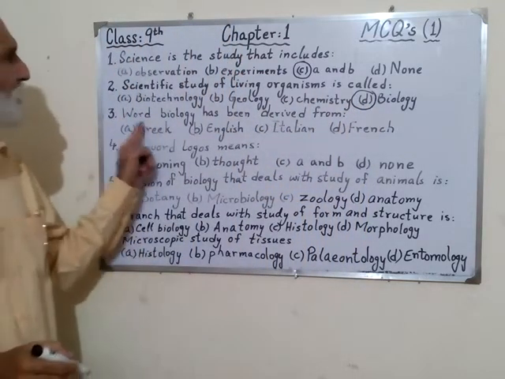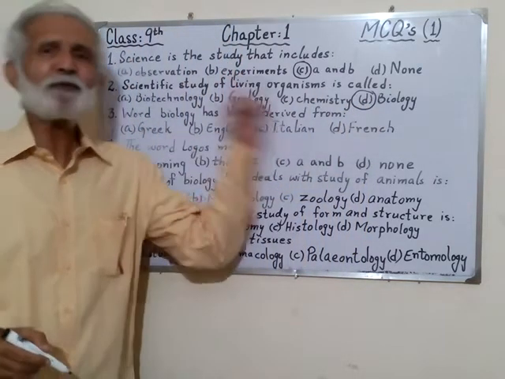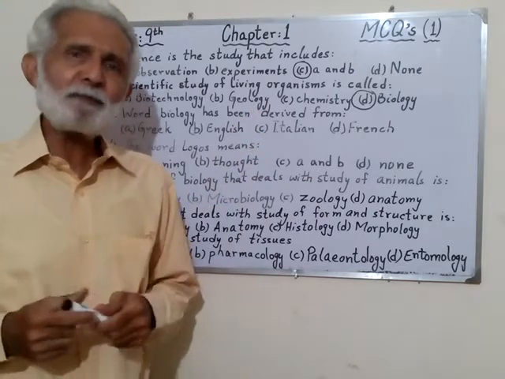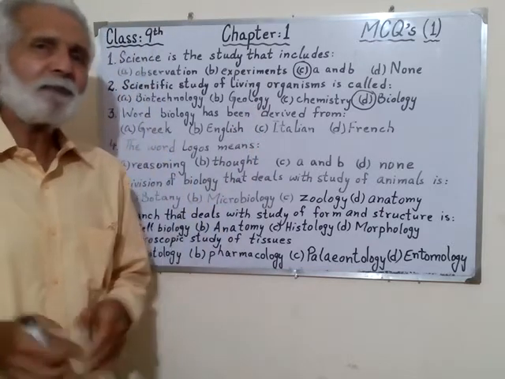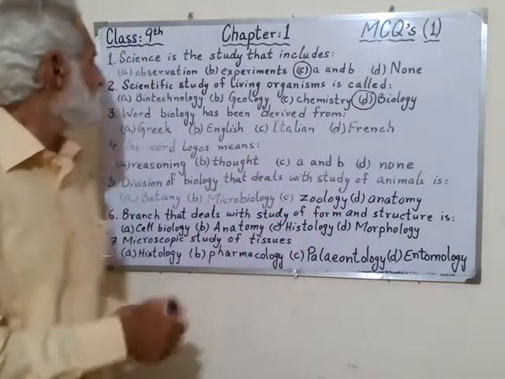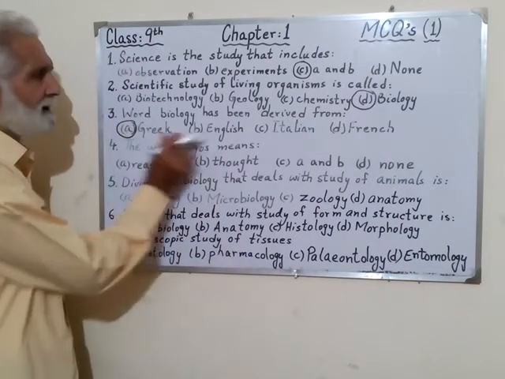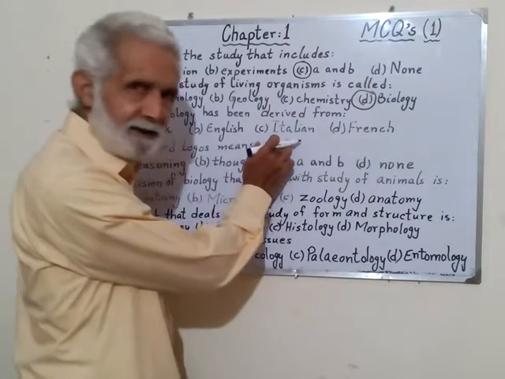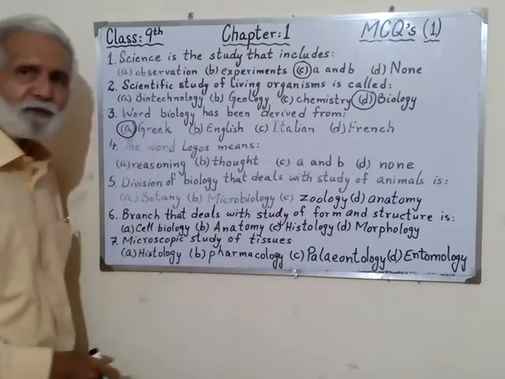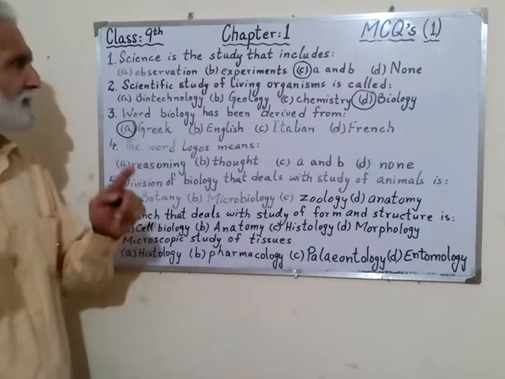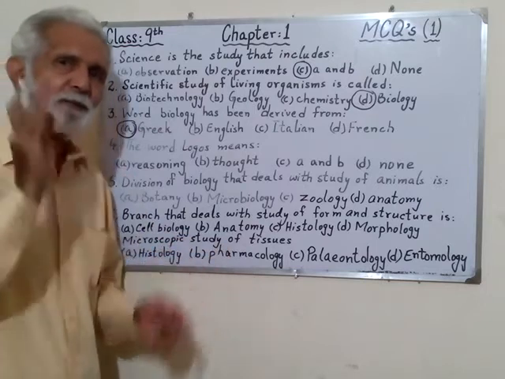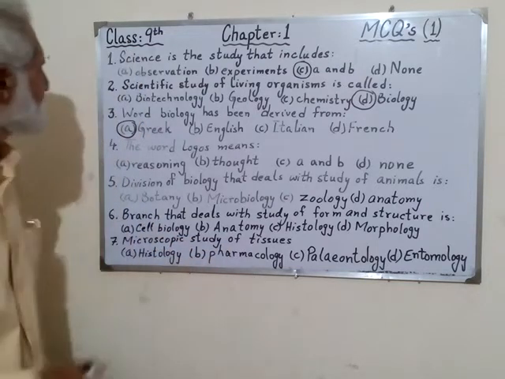Then comes: the word biology has been derived from. When I was explaining, I said biology is a Greek word. It is not an English word. It is not an Italian word. It is not a French word. Biology has been derived from the Greek words bios and logos.